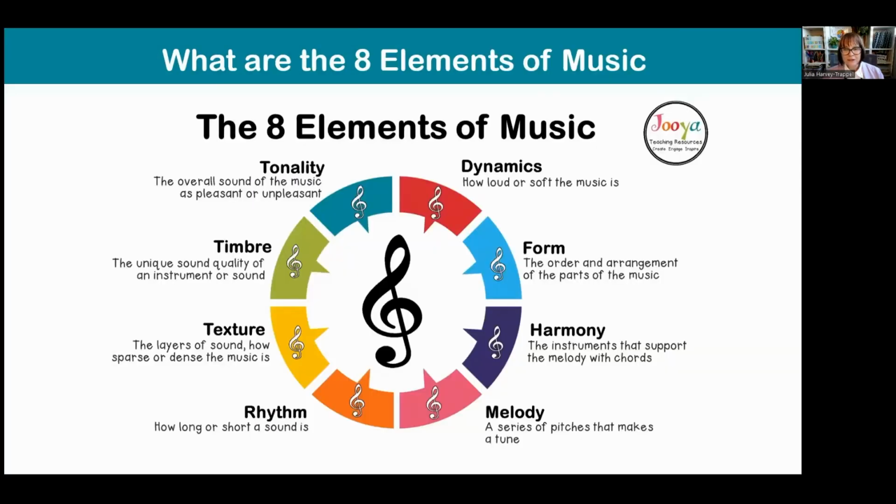So the 8 elements of music are, now depending on which one, like I call form structure, but this is in alphabetical order this way. So dynamics, form, harmony, melody, rhythm, texture, timbre, and tonality.